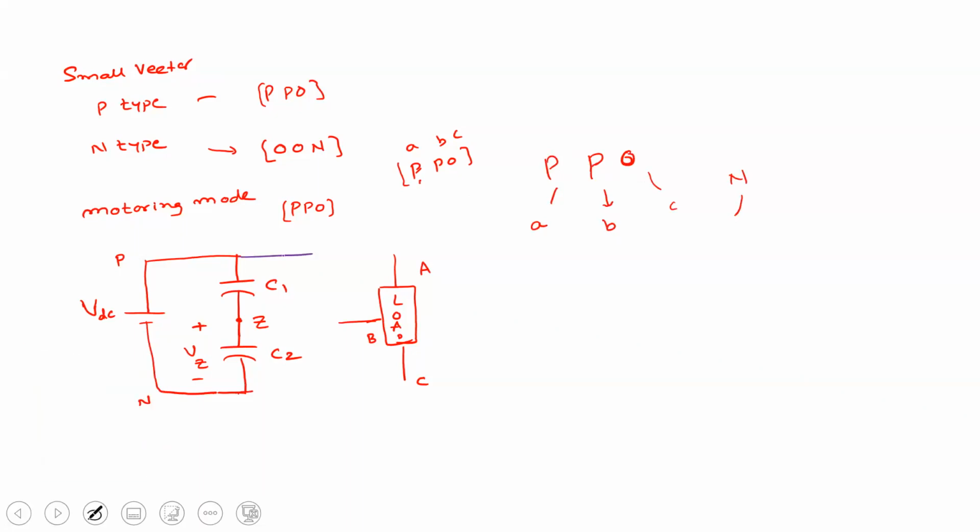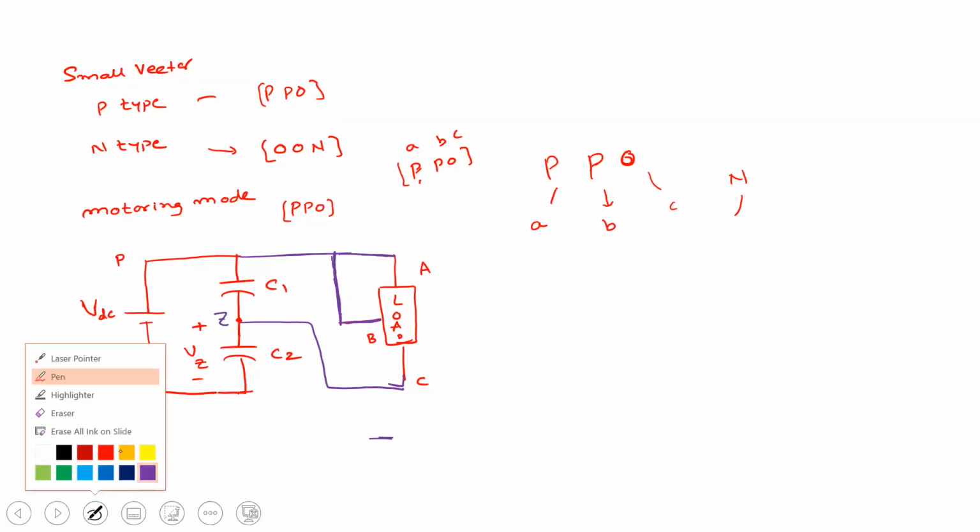So this is connected to A here and this is connected to B. What is the fate of this one? This is Z, so the C phase is connected to this point. Understood? So this is the equivalent circuit for the PP0 switch state.